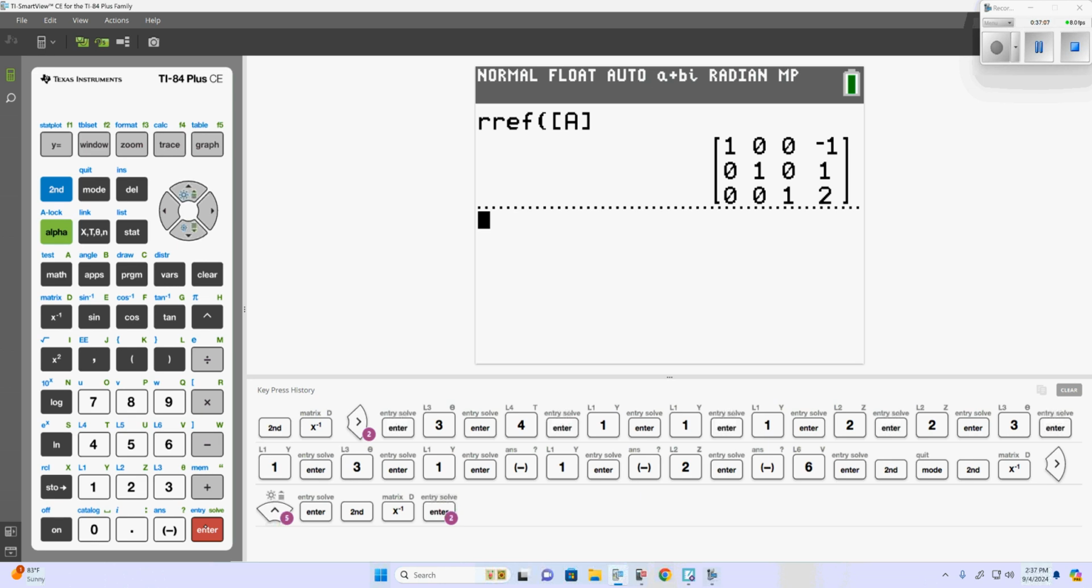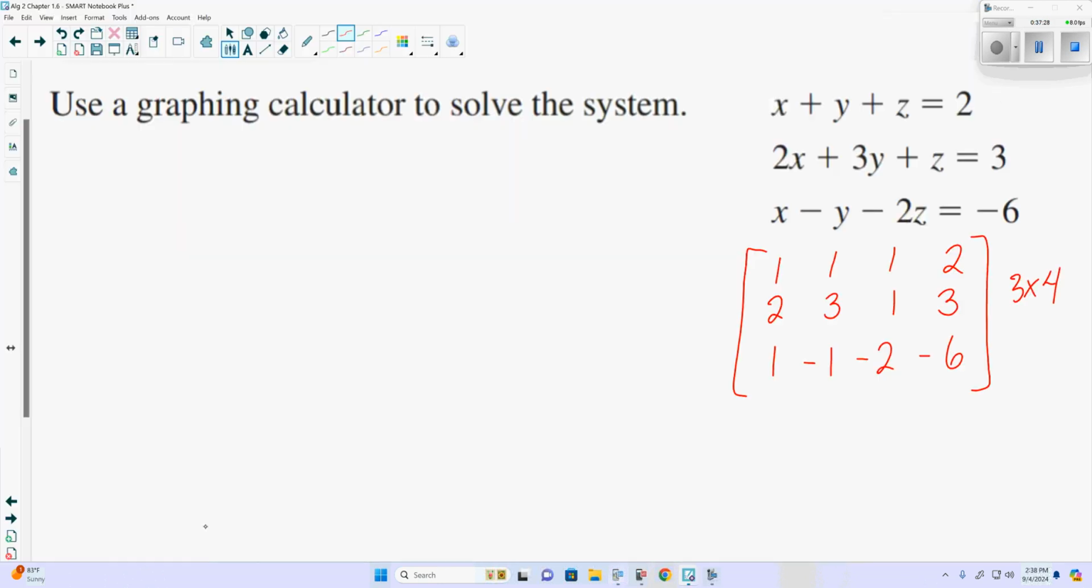All right. Was everybody able to get here? The last column: negative 1, 1, 2. That's X, Y, Z. The first one is the X, the second one's the Y, the third one is the Z. So negative 1, 1, 2. The solution for this is negative 1, 1, 2.